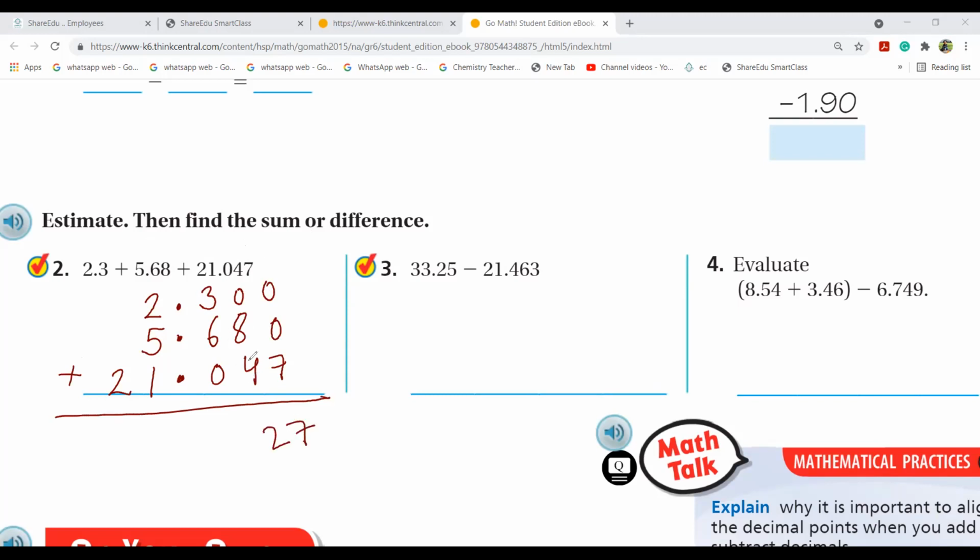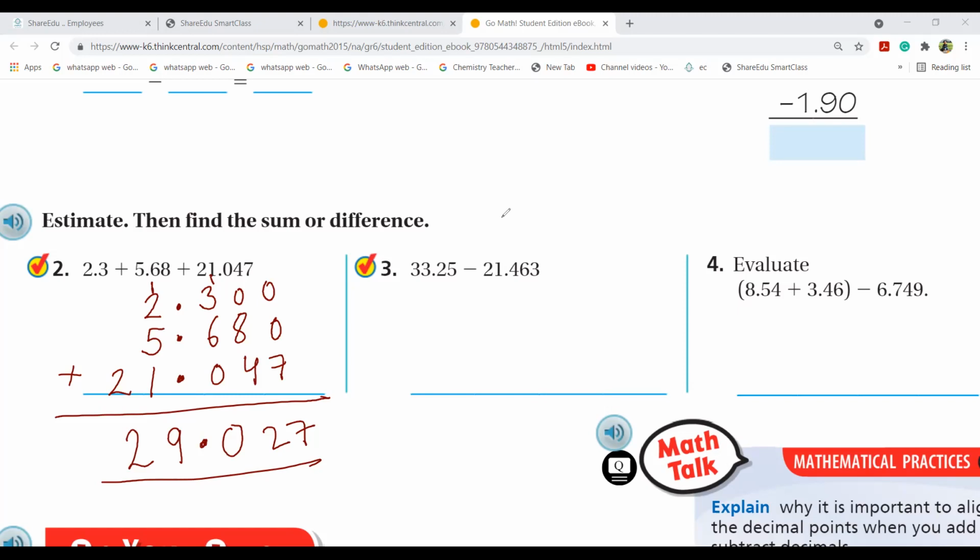8 plus 4, 12. A point, 9, and 29. 29.027. Miss, I also did this one. It's right. What? I also did this question by myself and it's right.